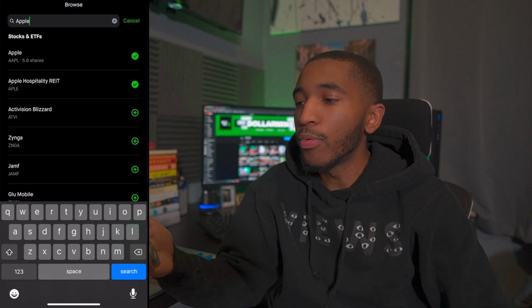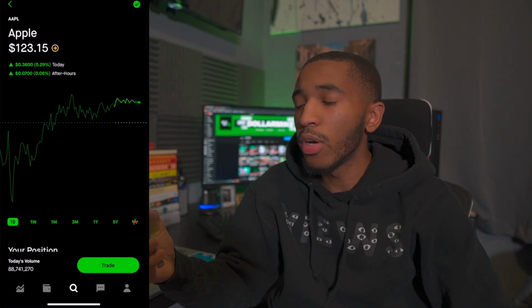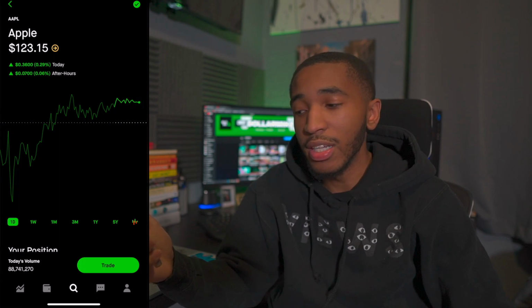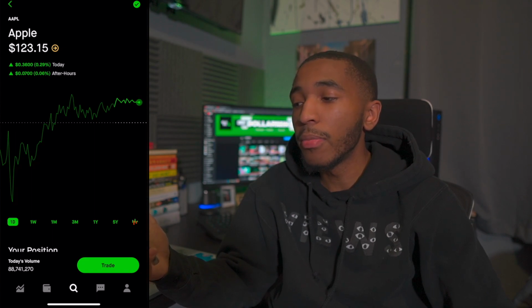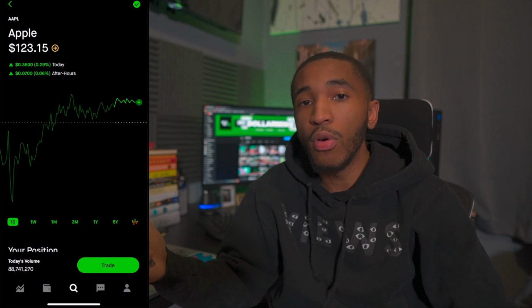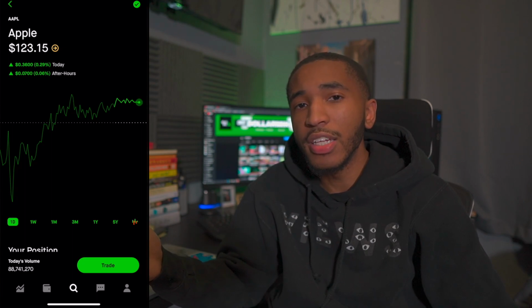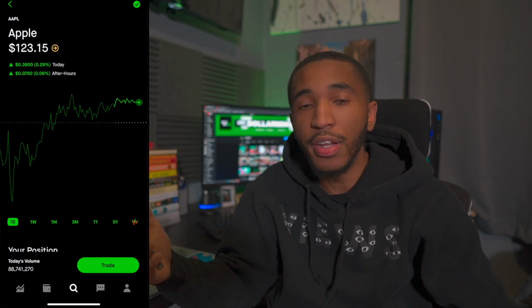Either way, Apple. So I'm going to go ahead and click on Apple. I have 5.6 shares of Apple, and right now Apple's stock price is $123.15. So first things first, you need to click on trade. But before I click on trade, you need to make sure options is enabled. Basically, go into your settings on Robinhood and enable options. They'll ask you a couple of questions, like are you a seasoned investor or something along those lines, and you just have to say yes to basically all those questions. Once you say yes, you will have options trading enabled, and then you can go ahead and trade options.